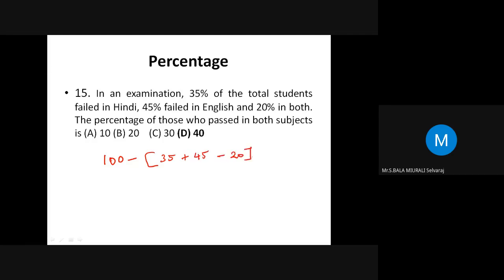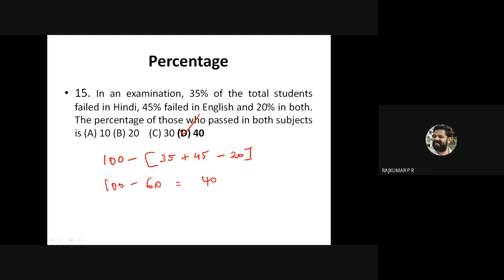Why do I need to deduct 20? Any idea about this? Common for both. Because it is both. They are included in this 35% and 45%. This is already included, so to get the right percentage, we should exclude it. So 100 minus 60 is the next step, correct? That's all. Clear?